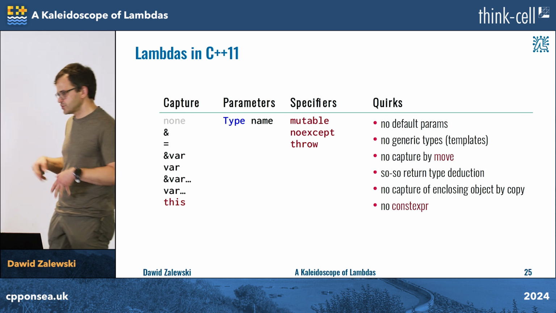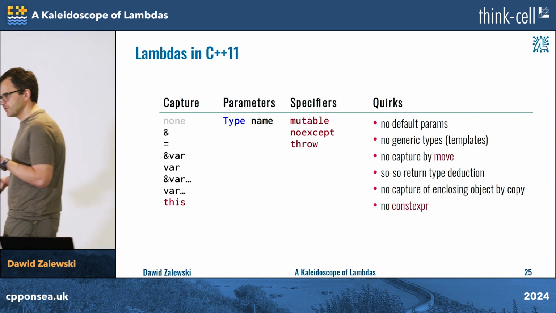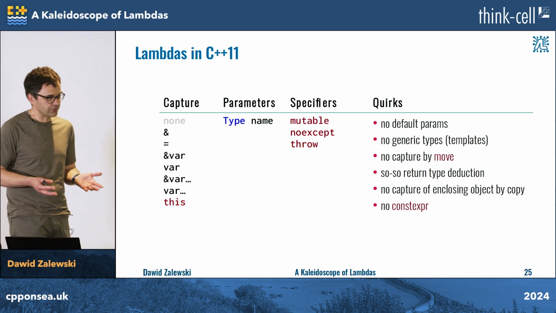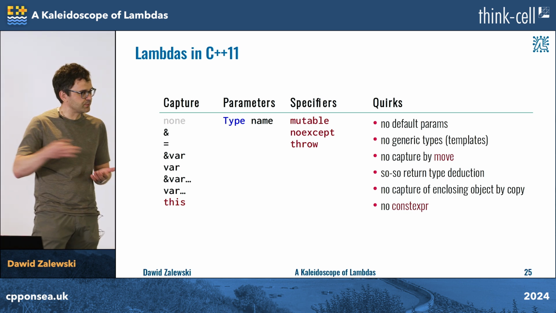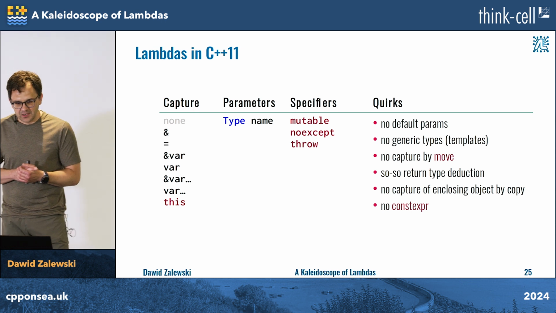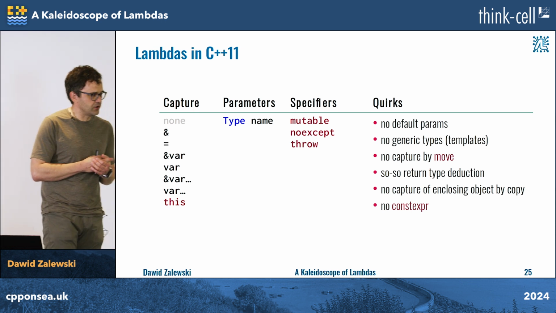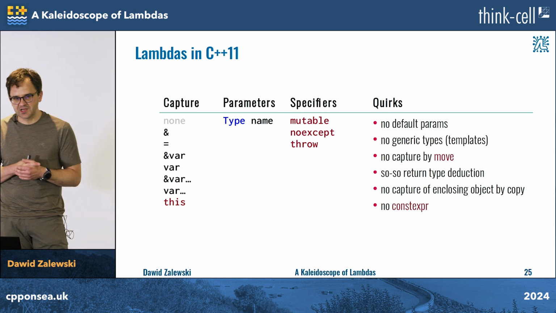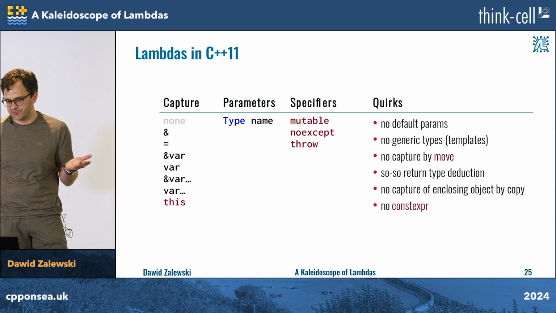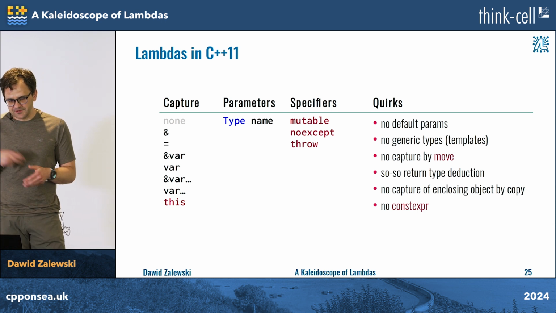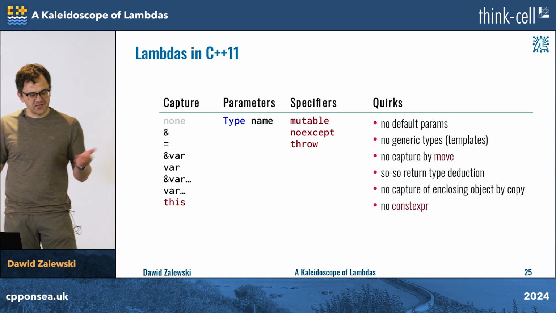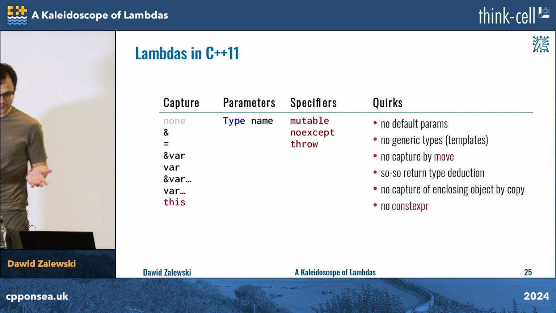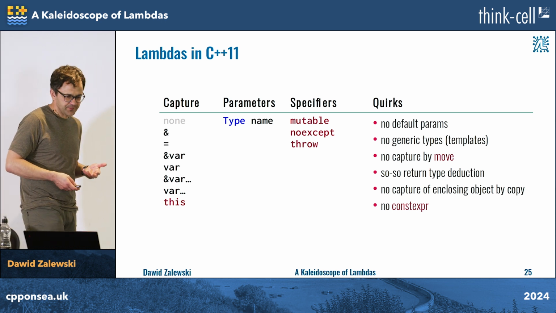There were no generic lambdas, for example, which was also very bad because standard algorithms are all generic algorithms, and all of a sudden you had to write lambdas that were not so generic. You could not capture move-only objects, which was an omission, right? The unique pointer came with C++11 and no capturing of move-only objects. And so on and so on. And there were many other bad things about those lambdas. Nevertheless, they were there. Very limited support.